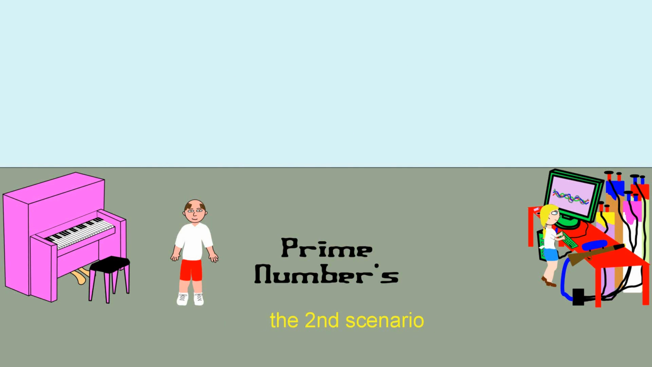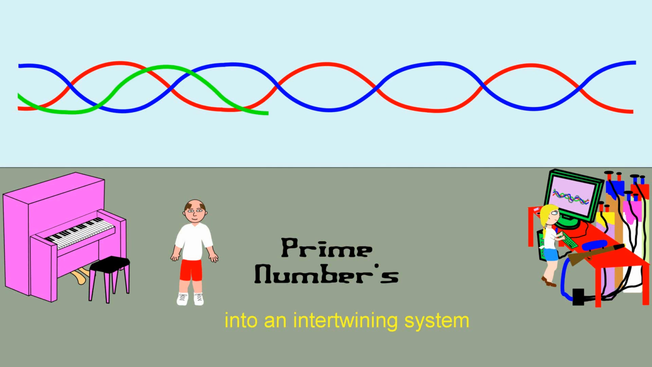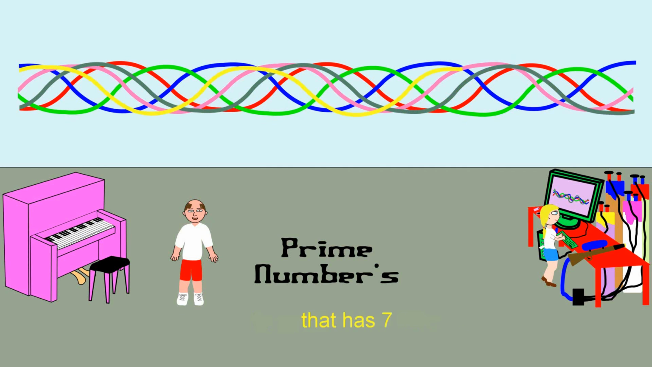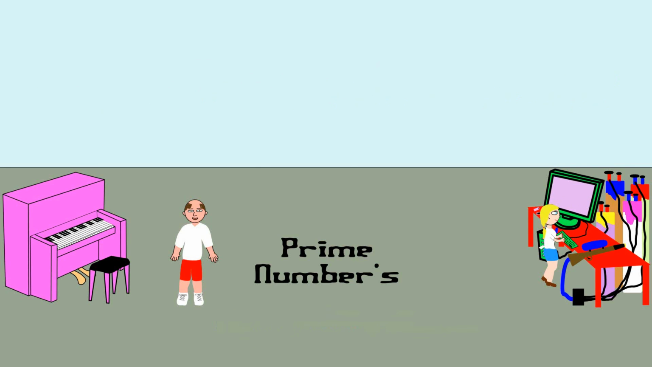The second scenario would be if the symmetrical patterns settle down into an intertwining system. Compare this to an electrical wire that has 7 intertwining strands of wire inside it. If the symmetrical pattern did this, then prime numbers may be infinite. I think it's exciting either way, and we should know.